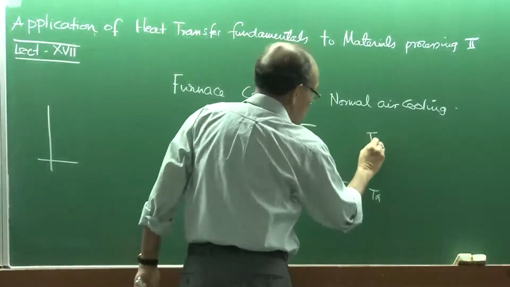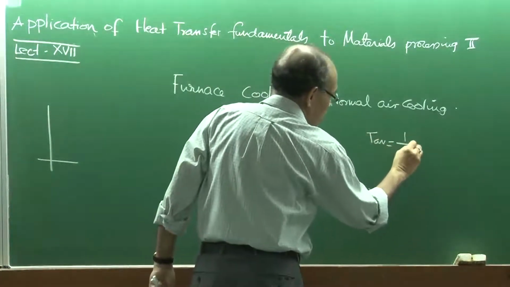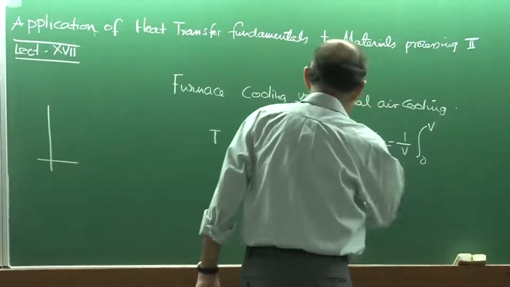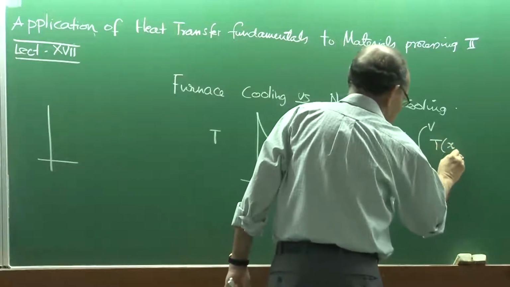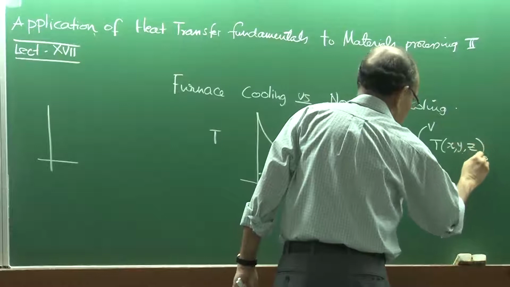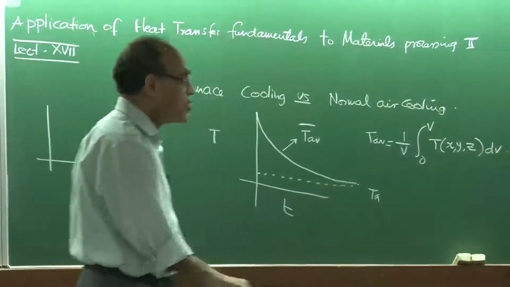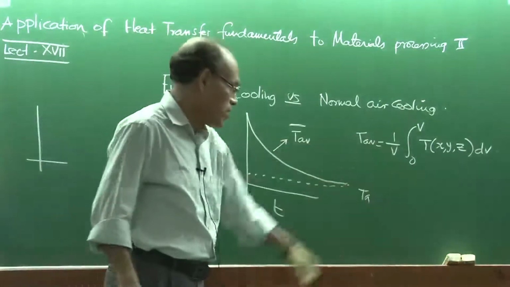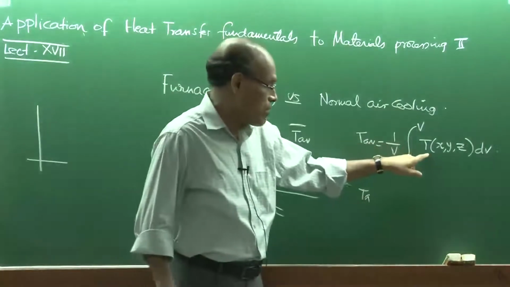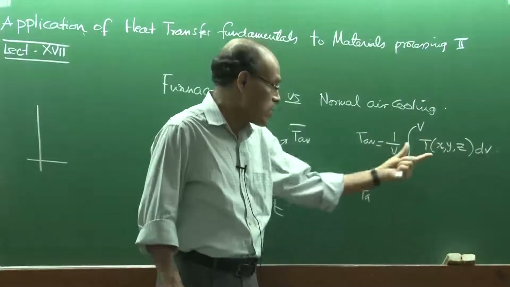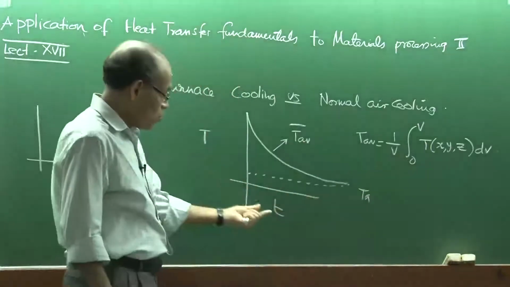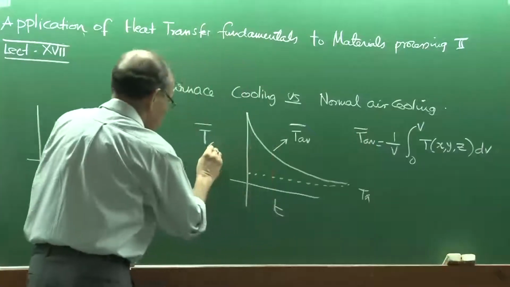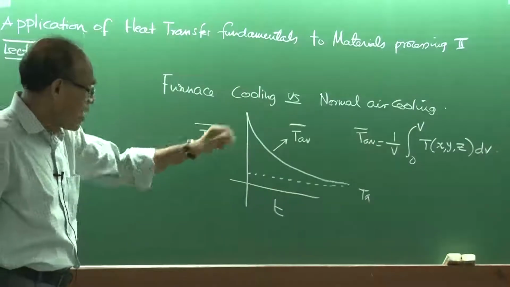So, T average basically is 1 by V, integral of T x y z, that is what it is. So, you have to numerically integrate after you know the temperature. You should be able to find out a volumetric average temperature, and so T is a function of time and the spatial locations. Now, you are averaging it, and so you are having only T average. So, that's a characteristic kind of plot.